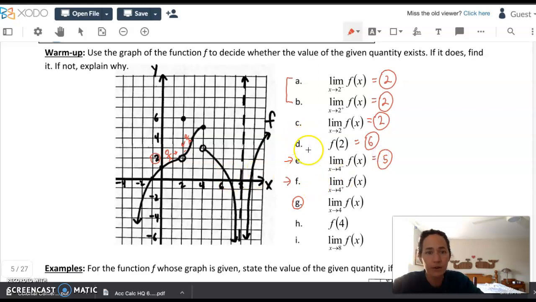From the right, well, start as far right as you can go, slide along the function. You have to stop once you've hit that x value 4.